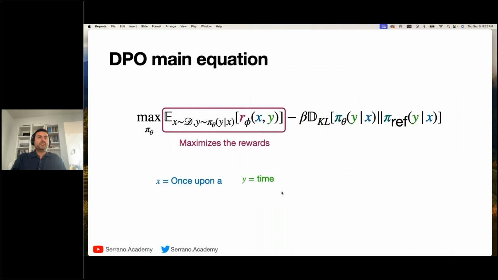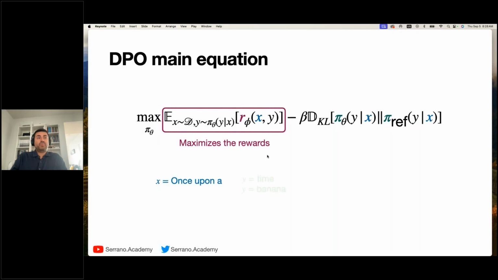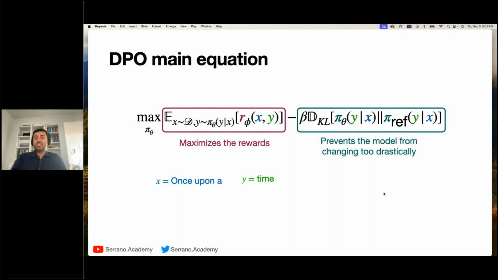I'm going to skip over a little bit. Oh, actually, I'm going to tell you this. This part over here maximizes the rewards. So your loss function has to maximize the rewards, and therefore pick the good answer, right? If it's "once upon a time" or "banana," it wants to pick "time." So this part here maximizes the rewards, and this part here makes sure the model doesn't change too drastically.